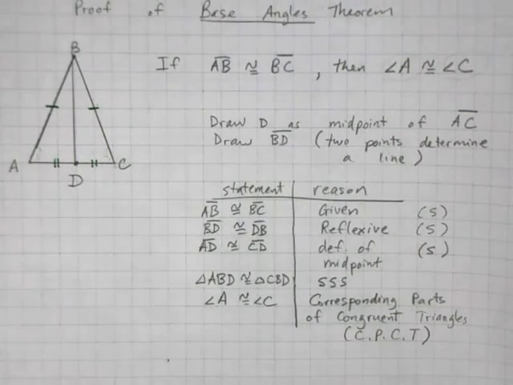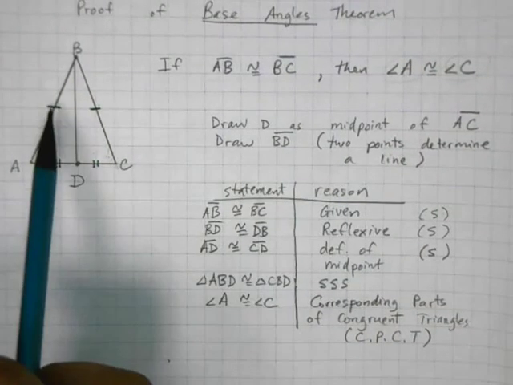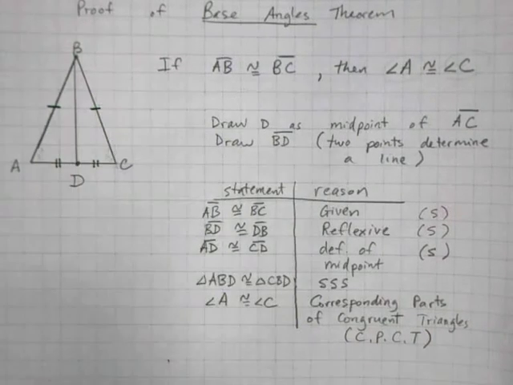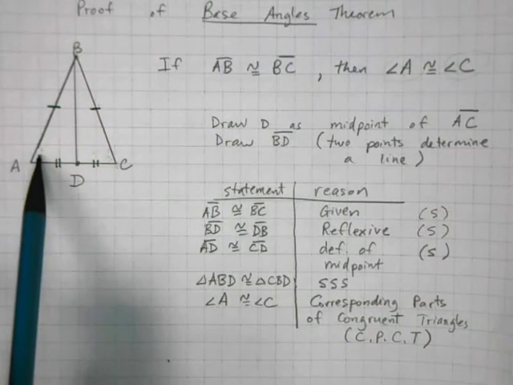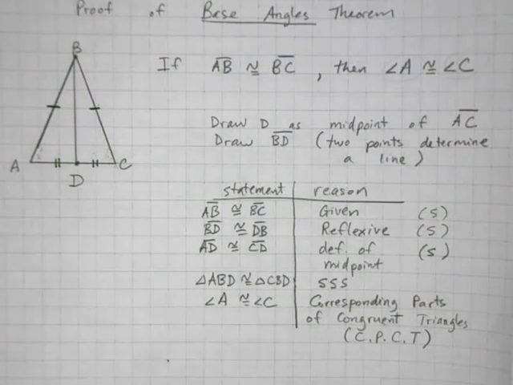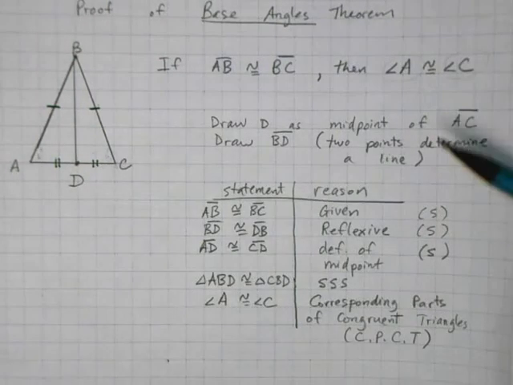And there you have it. If we know that you have an isosceles triangle with two sides congruent, then we can also know that the two angles down here, the base angles, are congruent to each other as well, using the logic and the proof that we have here.